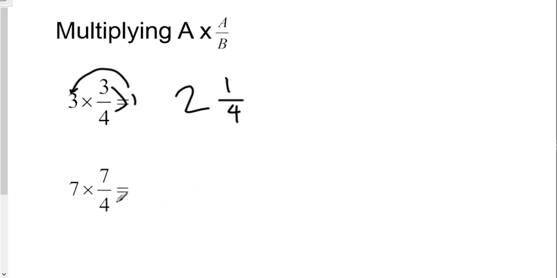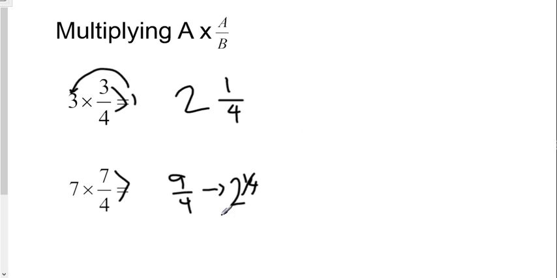The second problem is a little bit harder. In this case, 7/4 is greater than 1, so when you multiply that by 7, your answer is going to be bigger than 7. That being the case, once again, you find the difference. The difference is 3, squared is 9, 9/4. The reason this problem is harder is because 9/4 is actually 2 1/4.